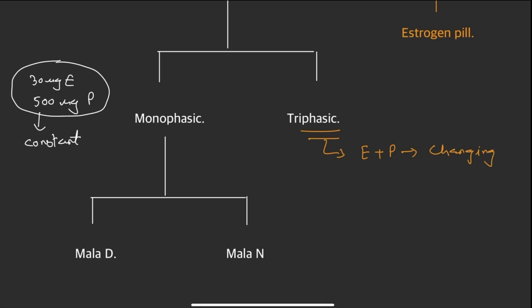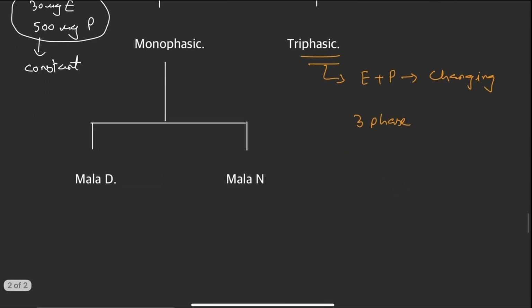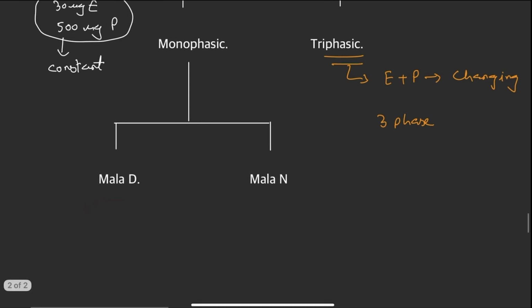So the whole menstrual cycle is divided into three phases, and in each phase the dosage of estrogen and progesterone keeps on changing. So that is the triphasic. Monophasic is again divided into two pills, and that is Mala D and Mala N. Now, what is the difference between Mala D and Mala N? Mala D consists of low dosage, and Mala N is a standard dosage.